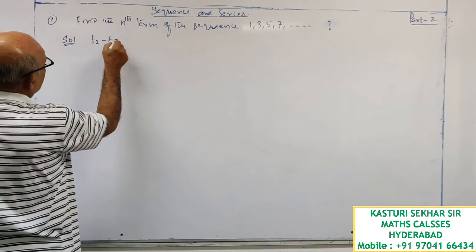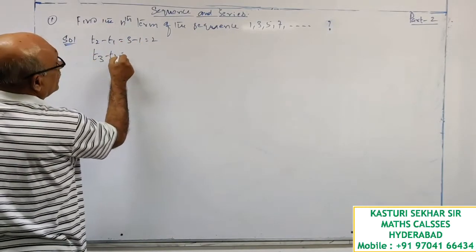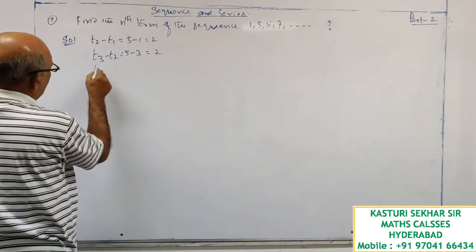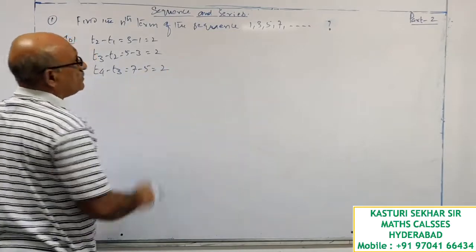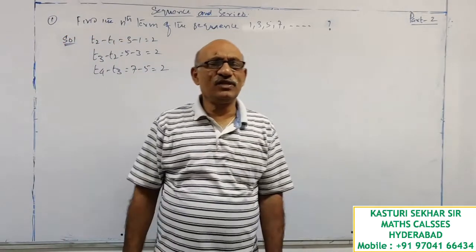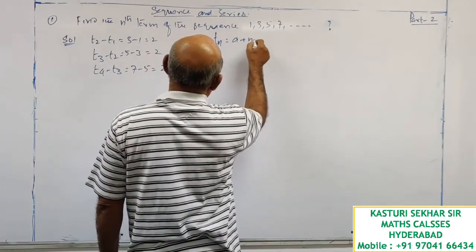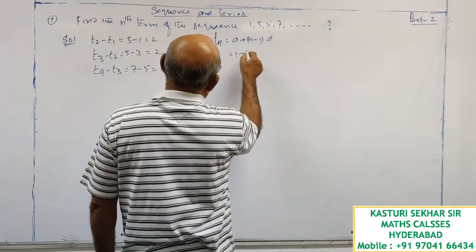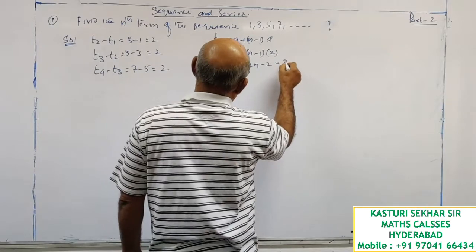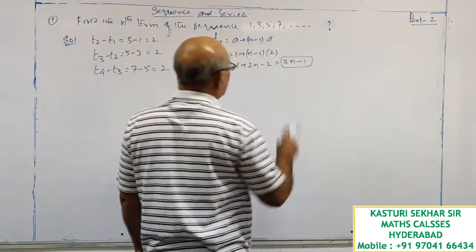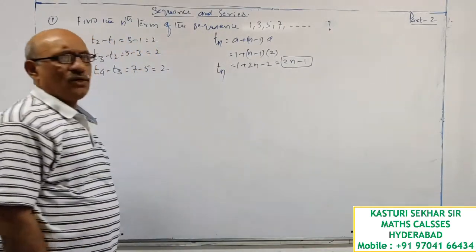T2 minus T1 is equal to 3 minus 1, 2. T3 minus T2 is equal to 5 minus 3, this is 2. T4 minus T3 is equal to 7 minus 5, this is 2. Since the common difference is same, it is in arithmetic progression. Therefore, Tn is equal to a plus n minus 1 into d. 1 plus n minus 1 into common difference 2. This is equal to 2n minus 1. So, general term of the sequence is equal to 2n minus 1.